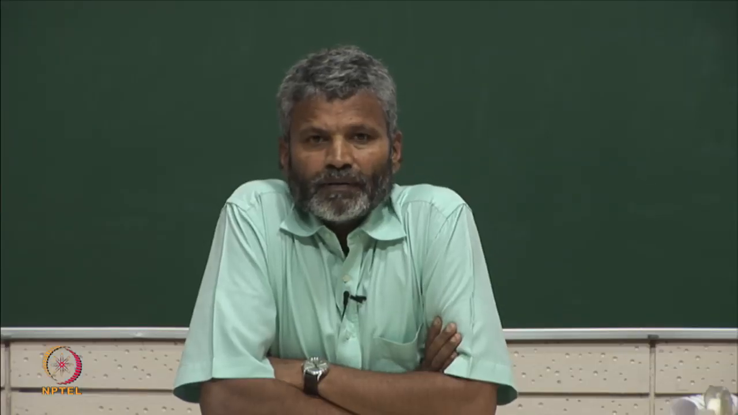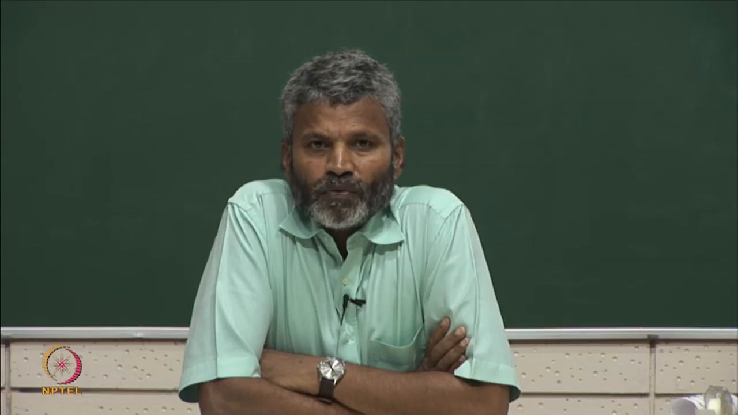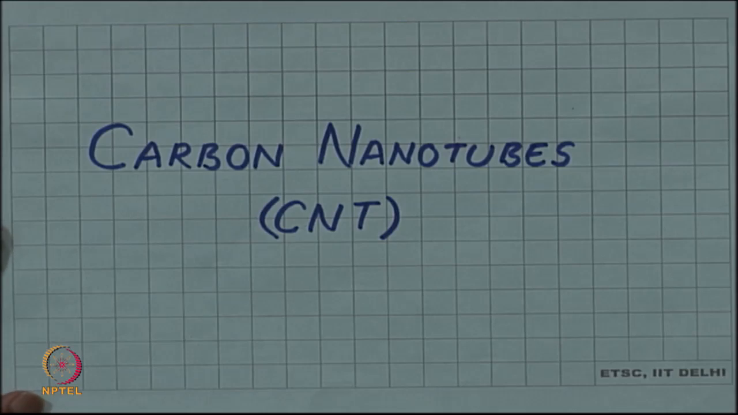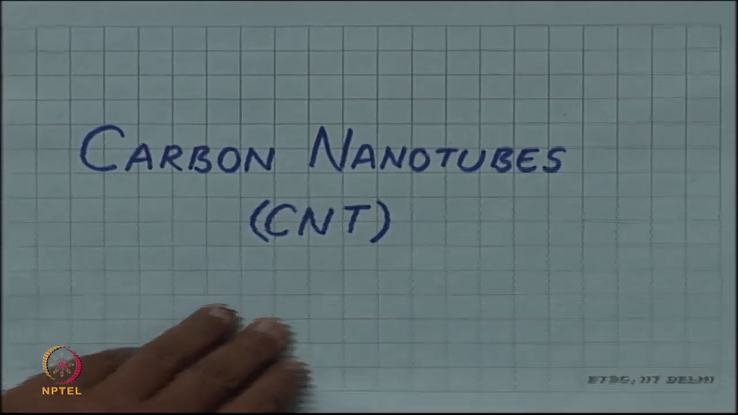We are discussing carbon structures, and we have already discussed by now the structure of graphene, diamond and graphite. Today our topic is another carbon structure which is very important and has recently grown in importance in research and development: the carbon nanotube. Carbon nanotube is also sometimes abbreviated as CNT.